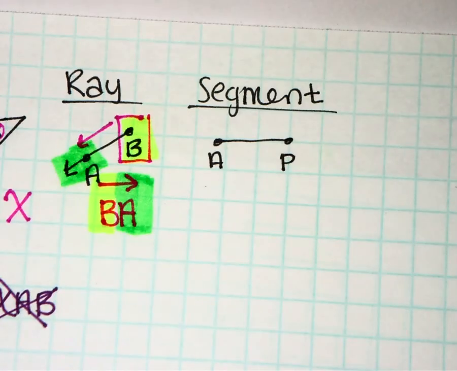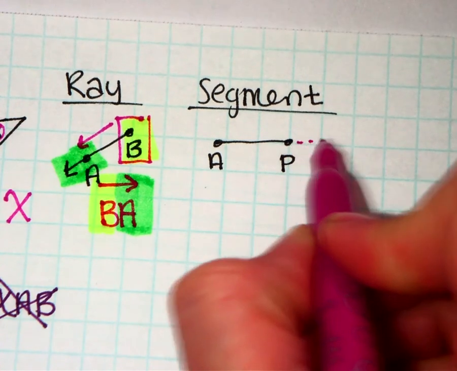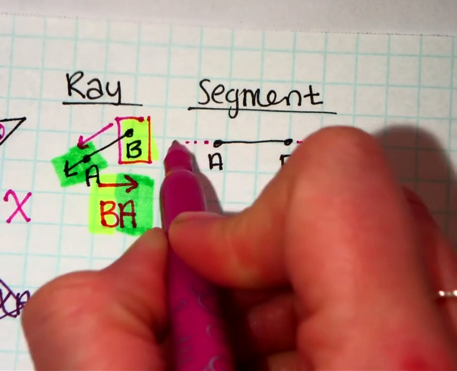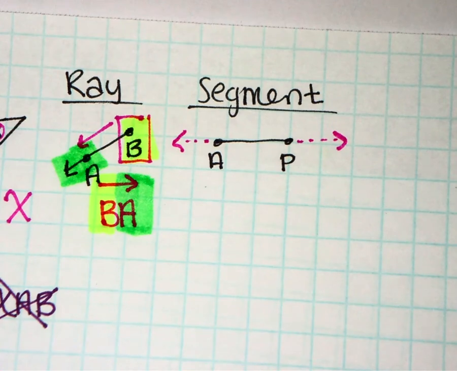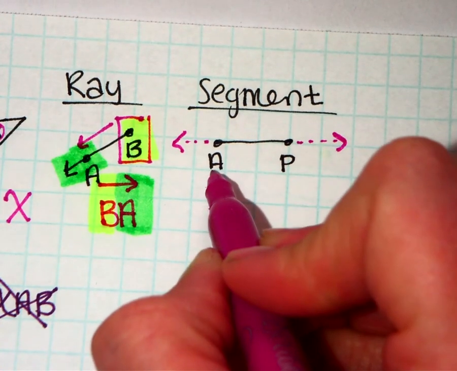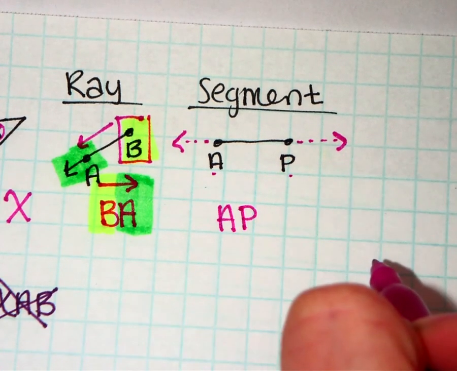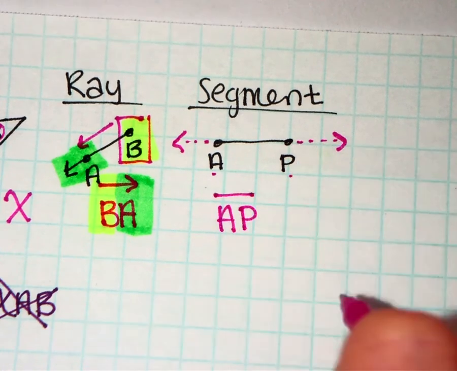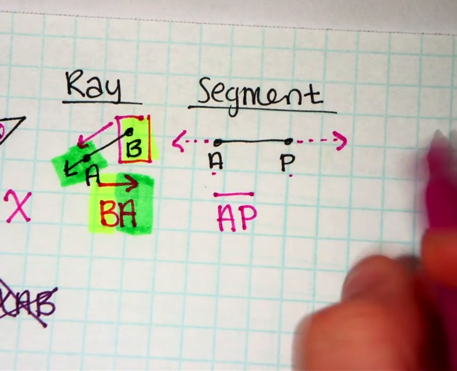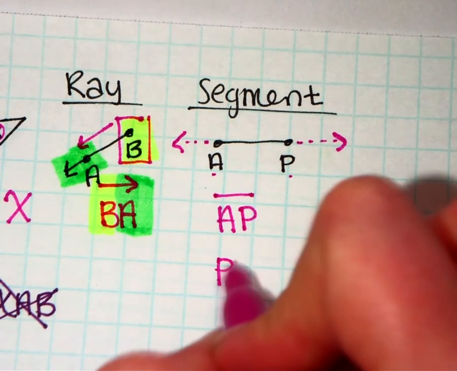Our final figure is called a segment. A segment is just a portion of a line. For example, I can extend this out so it looks like a line. Segments are the only measurable thing that we've talked about so far, and to name it, you name it using the endpoints A and P. So capital A, capital P, and the symbol for segment looks just like a miniature segment with no arrows. You can also flip this to PA.